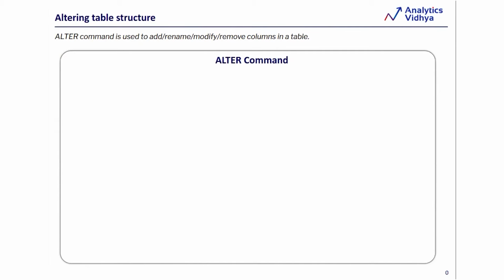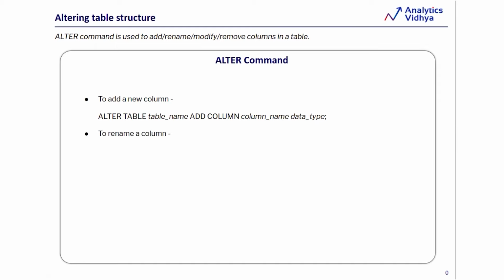If you want to add or rename or modify or delete a column from a table, then we use the alter command. So let me show you the syntax of these one by one. If you want to add a new column to an existing table, then you can use the alter command like alter table, table name, add column, column name and its data type.